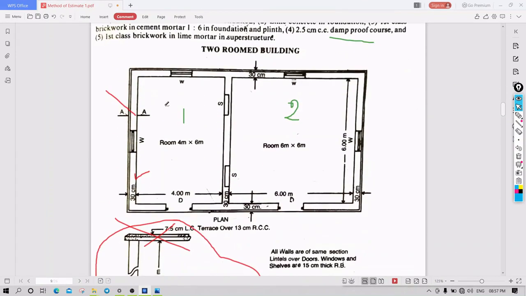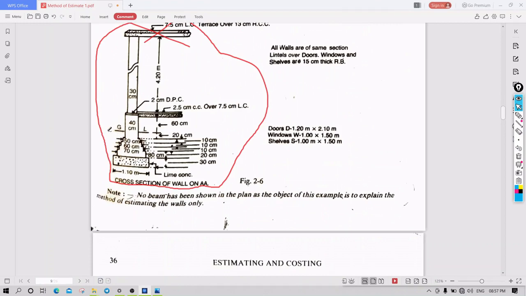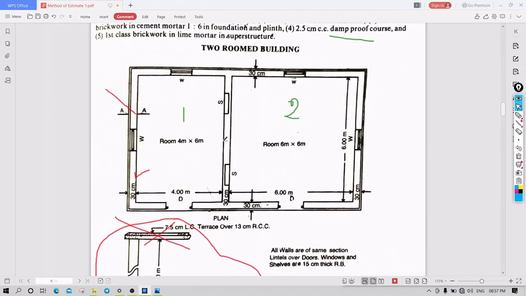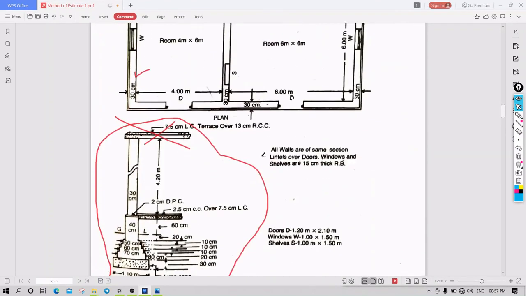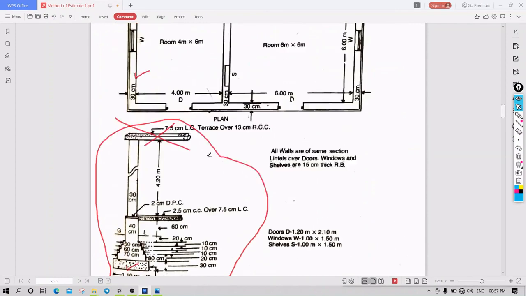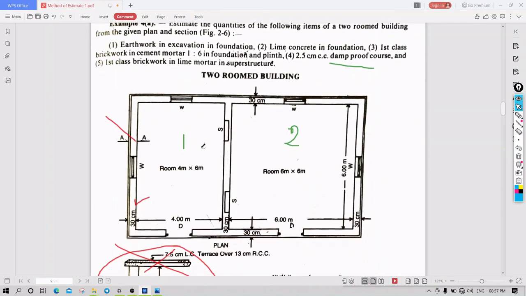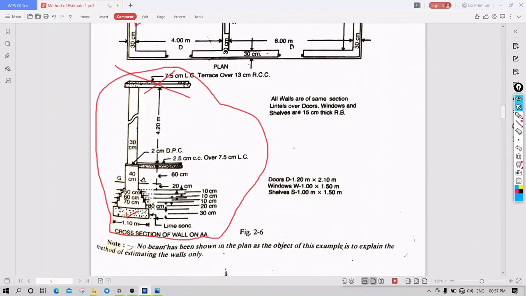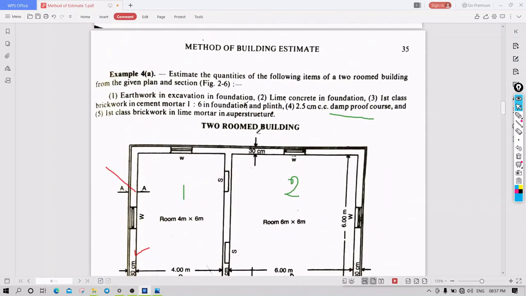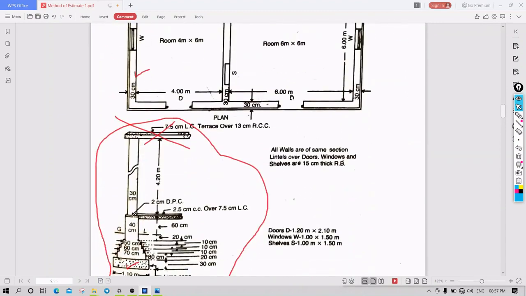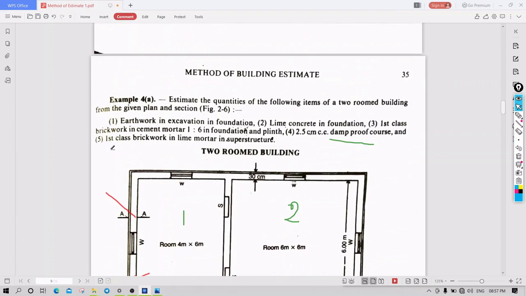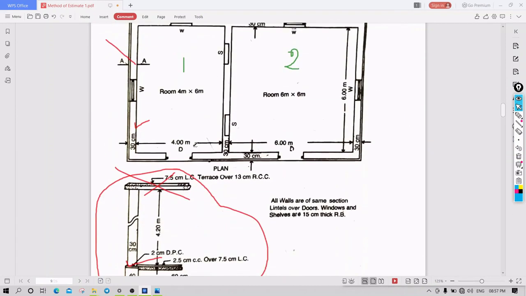Earthwork in excavation in foundation: yes, we have to do earthwork because foundation details are given. Next, lime concrete in foundation: yes. Then first class brickwork in cement mortar 1:6 in foundation and plinth. Then DPC, the damp proof course, we have to estimate the quantity, and first class brickwork in lime mortar in superstructure.